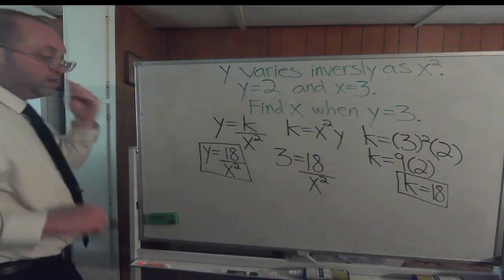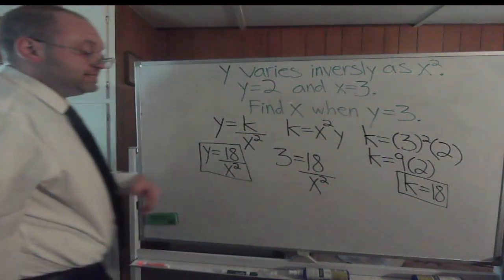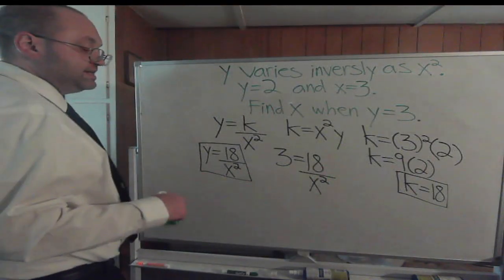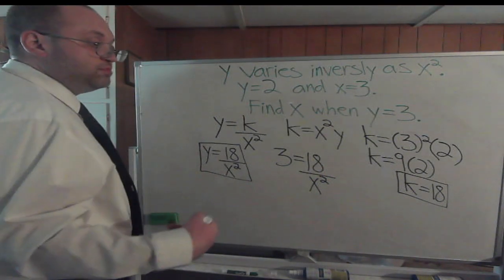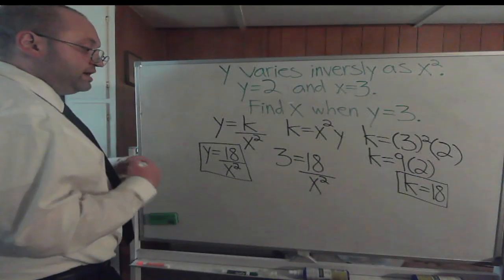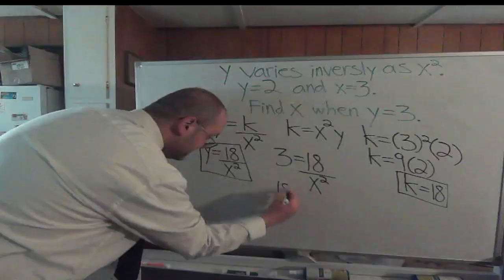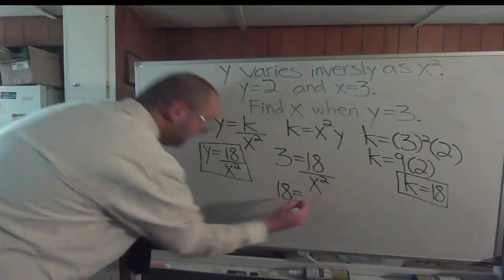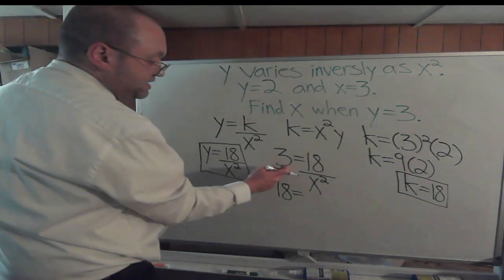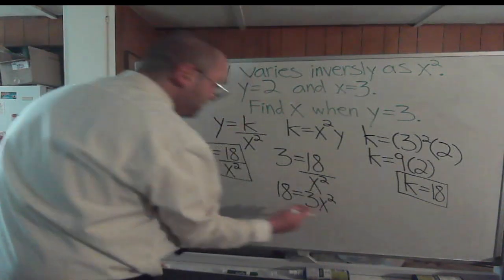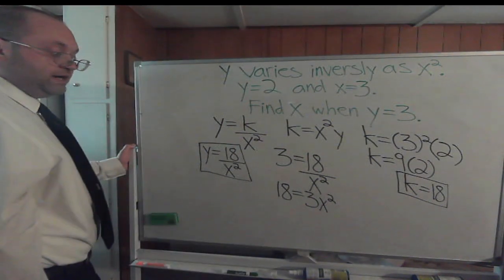Well, we want to ultimately get x squared by itself. Of course, we have to get it out of the denominator and out of the right-hand side, which means you have to multiply both sides by x squared. You multiply the right side by x squared, you get 18. That'll be equal to 3x squared on the left. So now you have 18 equals 3x squared.